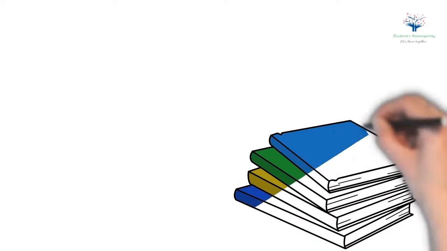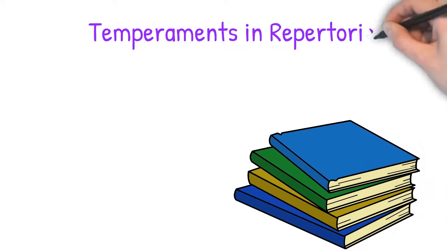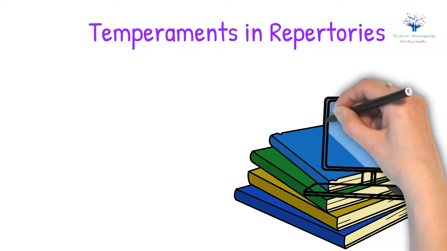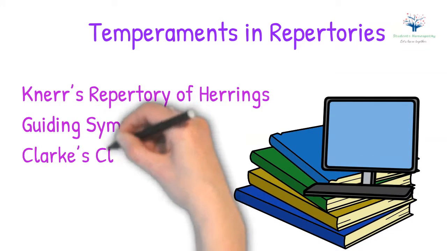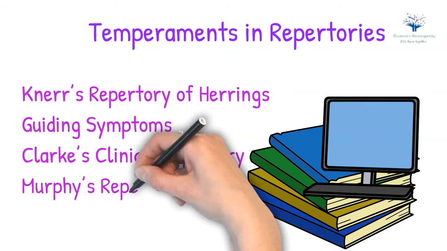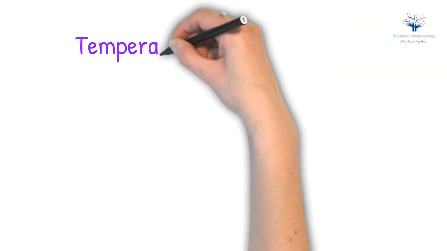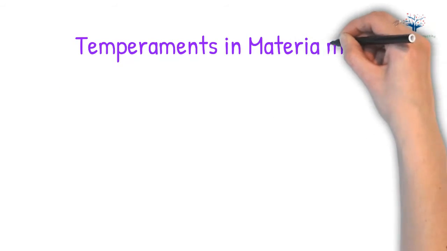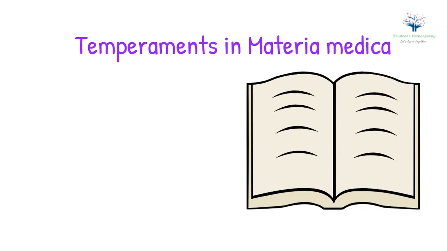Temperamental notions are widely found in different homeopathic literature. We can get rubrics of different temperaments in repertories like Boenninghausen's, Hering's Guiding Symptoms, Clarke's Clinical Repertory, Murphy's Repertory, and Complete Repertory, etc. Temperamental expressions are widely used to describe the personality or adaptability of a drug in homeopathic materia medica. There are some medicines which are suited better or work well in specific temperaments. So, let's list out some medicines with their dominant temperaments.